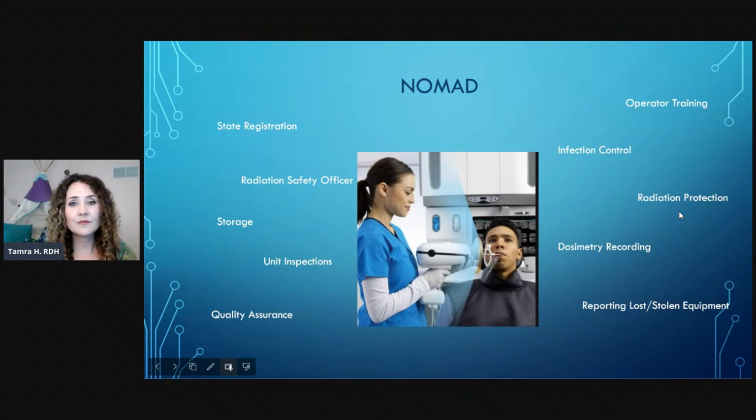Dosimetry recording. Do you have dosimetry tags in your office that your folks wear or you have mounted within the areas that one will stand to keep their distance from the radiation? Does that happen? As well as reporting lost or stolen equipment. If a device is missing or a sensor is lost or stolen, make sure that you've got record of that and you've reported it, because some state agencies require that.